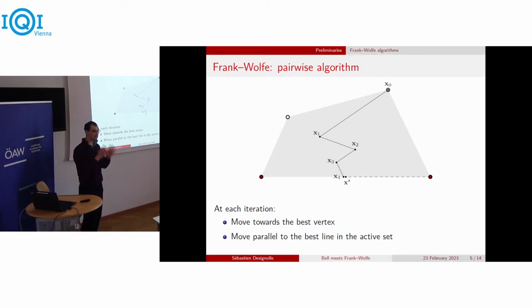So at each step of the algorithm, you have an explicit decomposition of your iterate in terms of points that you know, because you have found them beforehand by means of this best vertex that I'm going to tell you now about. Is it clear now?